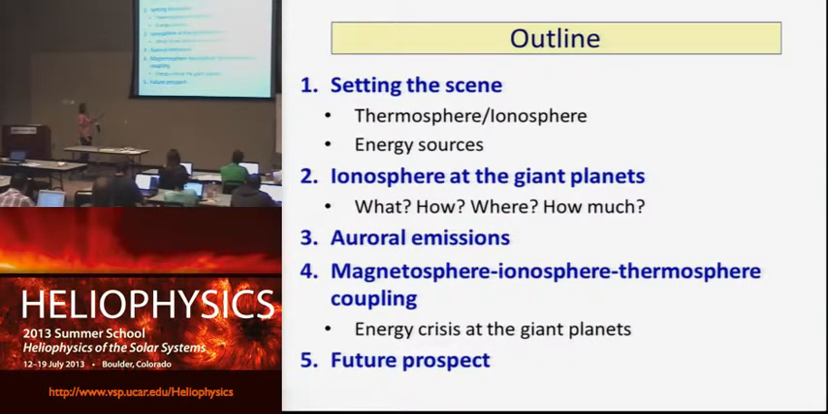For the second lecture, I will focus on the auroral emission, which helps to infer information on the magnetosphere, ionosphere, thermosphere system, and the coupling between those different regions. In particular, I will focus on the effect of the magnetospheric forcing on the ionosphere, thermosphere system, and on the energy crisis of the giant planets. And finally, I will mention future prospects.